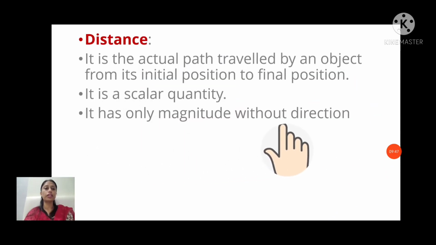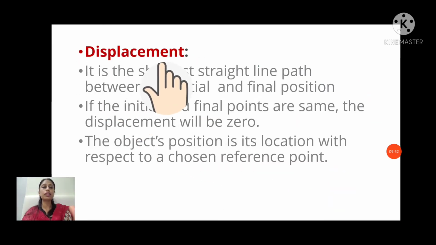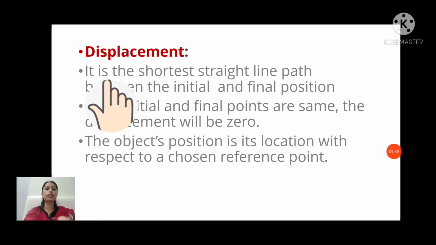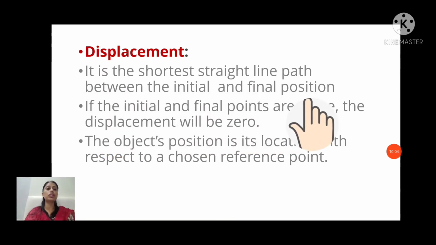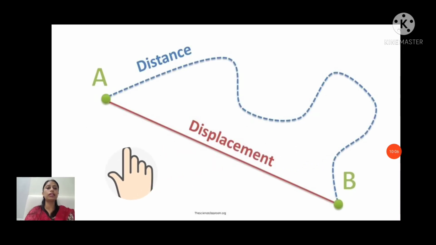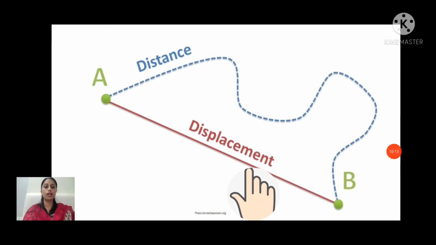It has only magnitude without direction. Now we will understand displacement. Distance and displacement are similar, with only a slight difference, which we will understand. First, let's start with displacement. The first point: it is the shortest straight line path between the initial and final position. As we have seen in the image, it is the shorter distance between the initial and the final position, and it is a straight line path. Displacement will be in a straight line path from initial to final position, and it is the shorter distance covered.